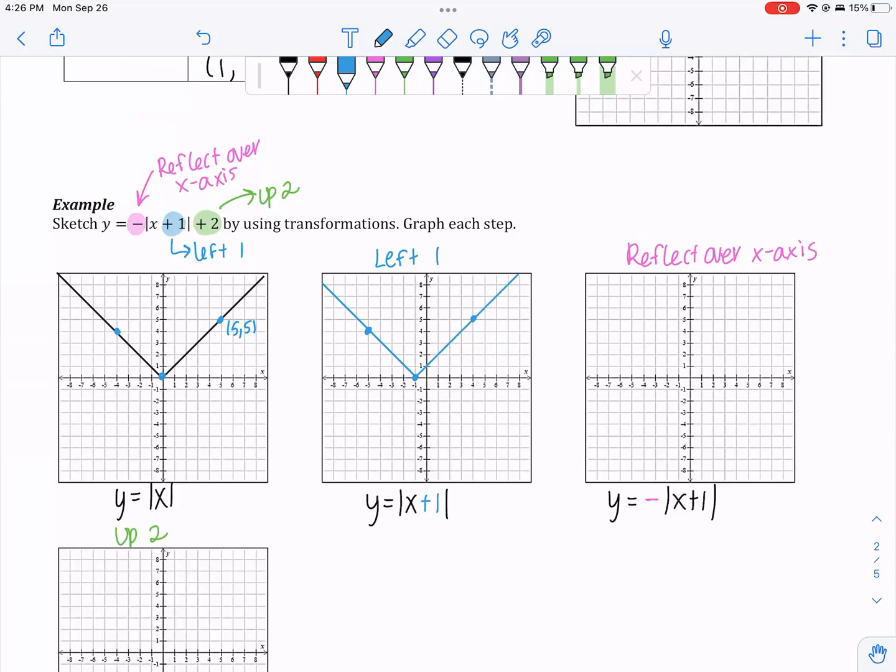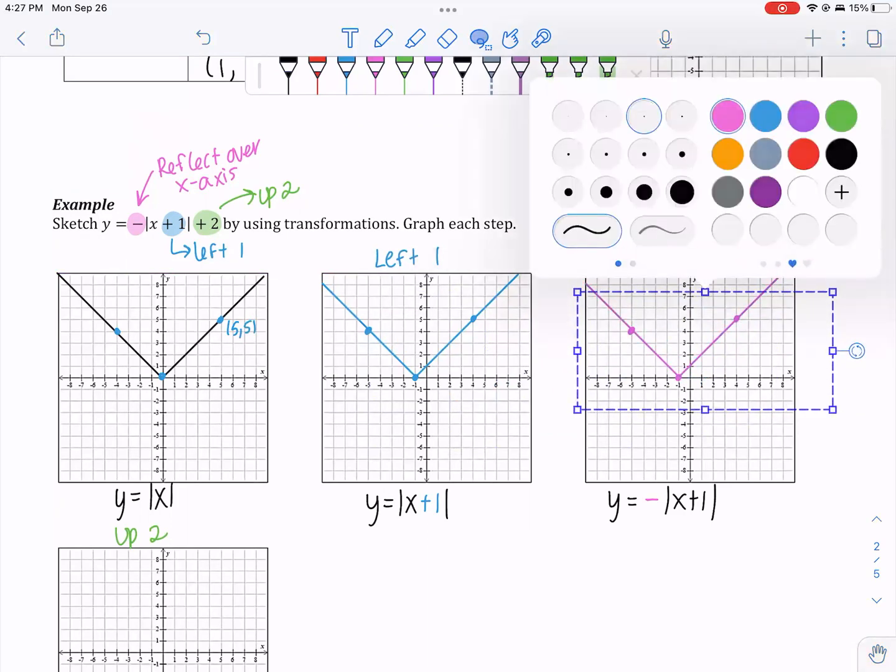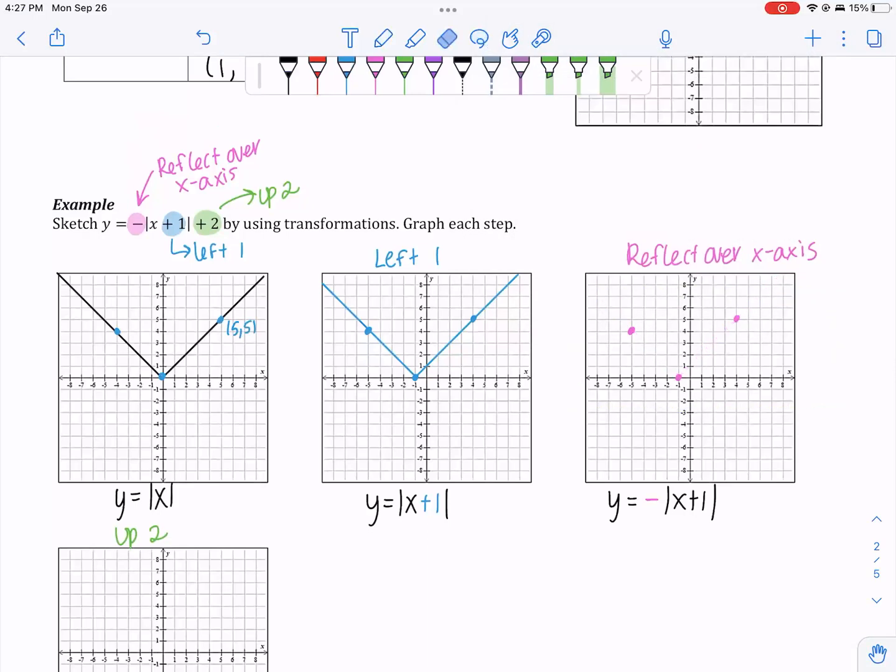So that is the graph just shifted to the left 1. We're now doing reflections. So we had the point -5. You know what I'm going to do? Duplicate.